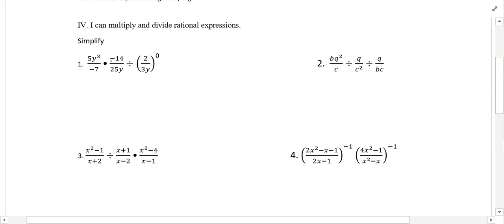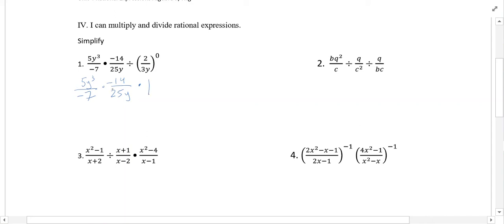So what I'm going to do here first is I'm going to rewrite this in terms of all multiplication. So I'm going to leave this first fraction the same, 5y cubed over negative 7 times negative 14 over 25y. And then I'm going to turn this division sign into multiplication. And then I'm actually going to simplify this because this is special. Since all of this is to the 0, I know it's going to simplify to 1.